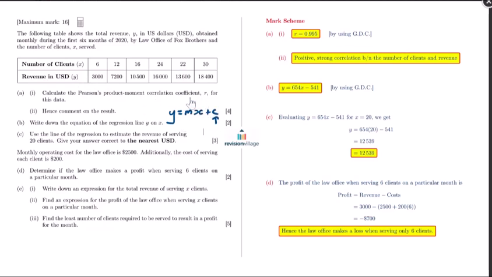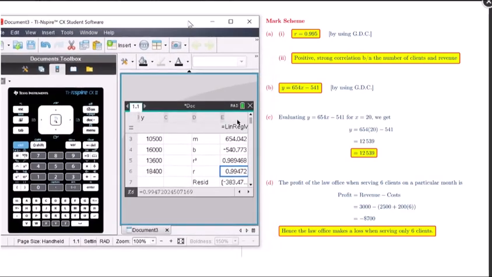So here we have an equation that represents the revenue for a given number of clients, which is very useful, because if we have an accurate line of regression equation, we can estimate how much money this law office is going to bring in if we bring in a certain number of clients. Very, very useful information. What we try to find now is the m value, the gradient, and the c value, the y-intercept. Now we have actually done all the hard work for this back in part A.